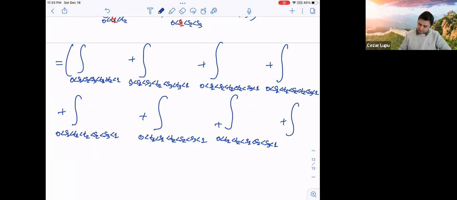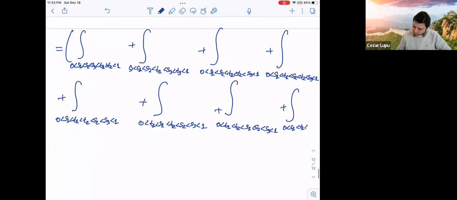The eighth one will be s1 less than t1, less than t2, less than s3. Wait, what am I saying here? S1, t1, s2, sorry, s2 here, less than s3, less than t2, less than 1, okay. And two more, t1 less than s1, less than s2, less than s3, less than t2, and the last integral, 0 less than t1, less than s1, less than s2, less than t2, less than s3, less than 1. All right, so we have these 10 integrals here, wow.